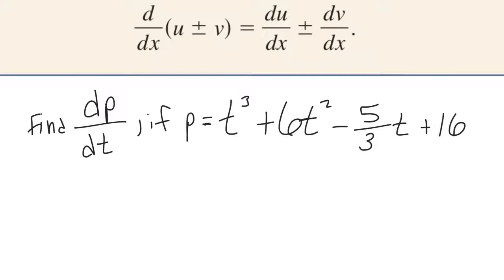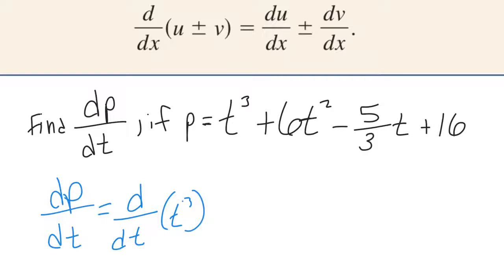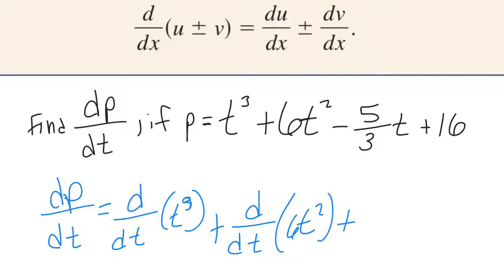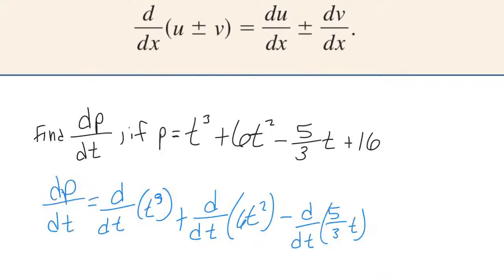So using our sum and difference rule, we have dp over dt is going to be equal to the derivative d dt of the first term, t to the third, plus d dt of 6t squared, minus d dt of 5 over 3t, plus d dt of 16.